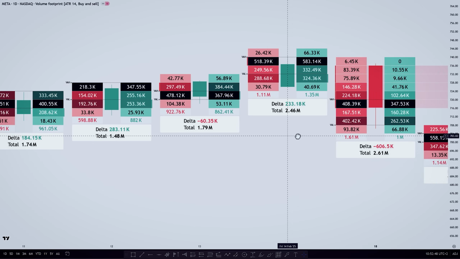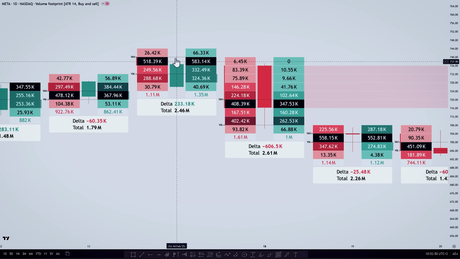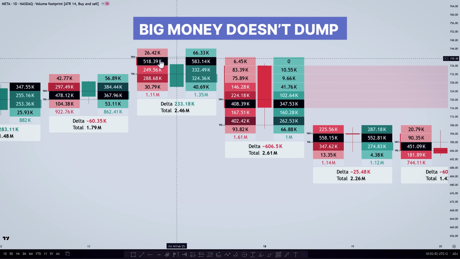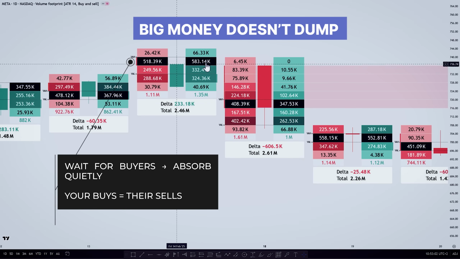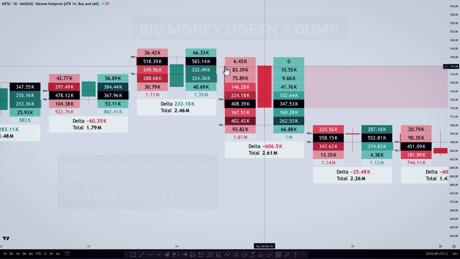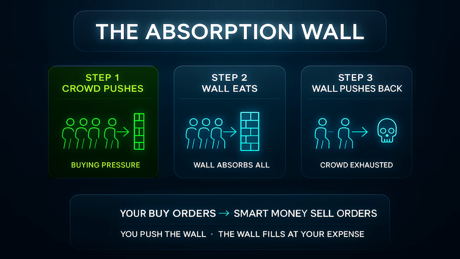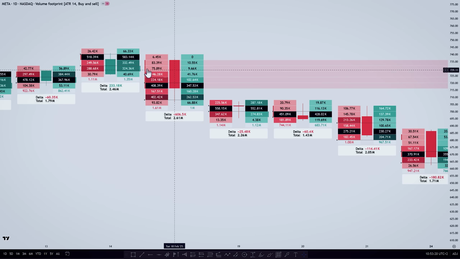Here's what's really happening. For every buyer, there's a seller. When big money wants to build a sell position, they don't just dump, that would crash price before they are filled. Instead, they wait for aggressive buyers. They quietly absorb all that buying. They fill their sell orders using your buy orders. Think of it as a wall eating everything thrown at it. The crowd pushes. The wall doesn't move. Eventually, the crowd runs out of energy. Then the wall pushes back.